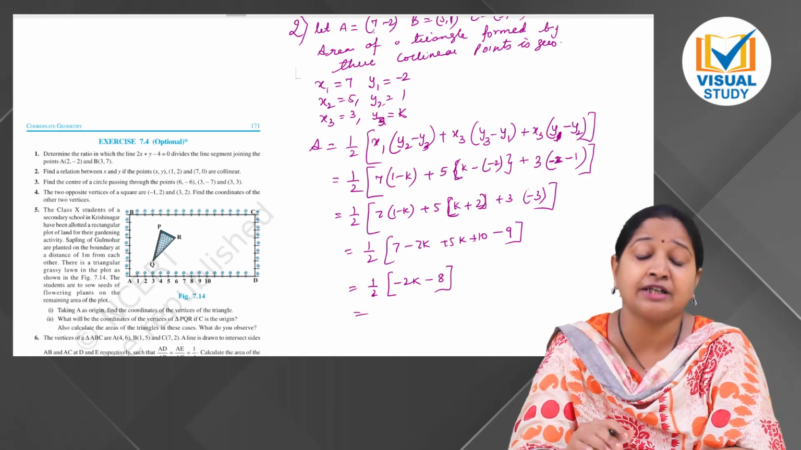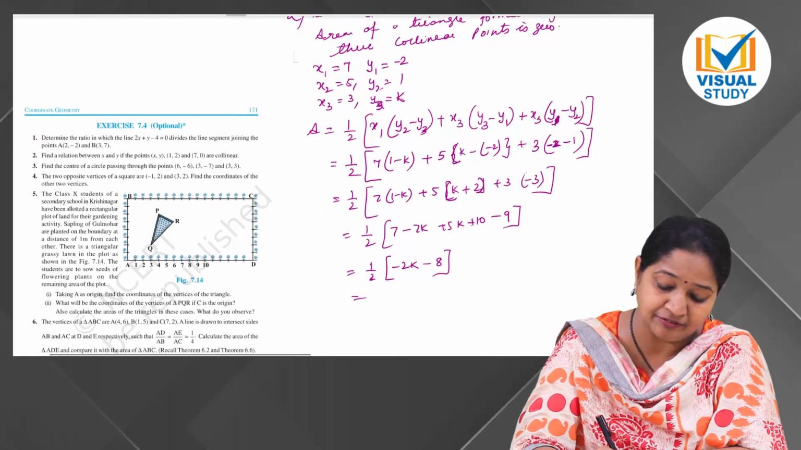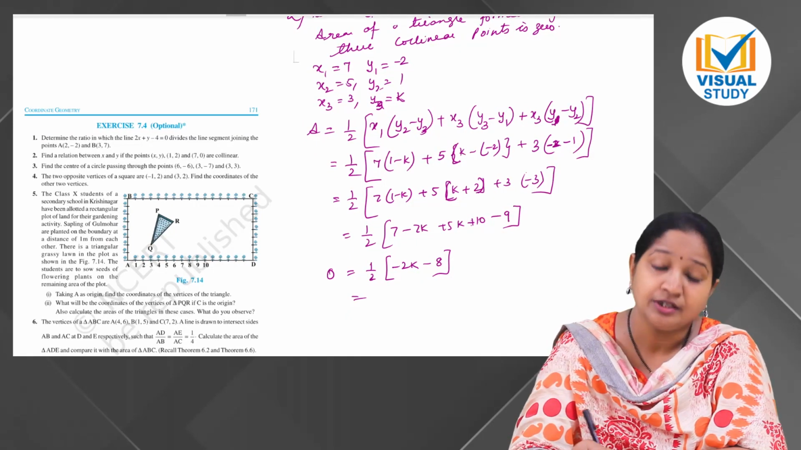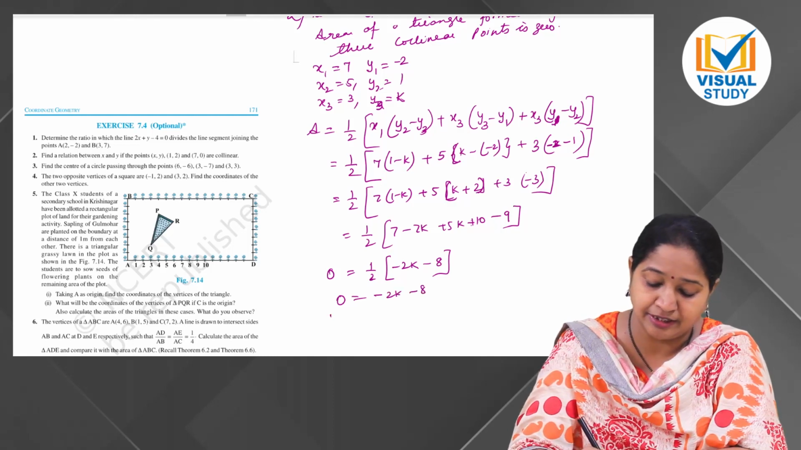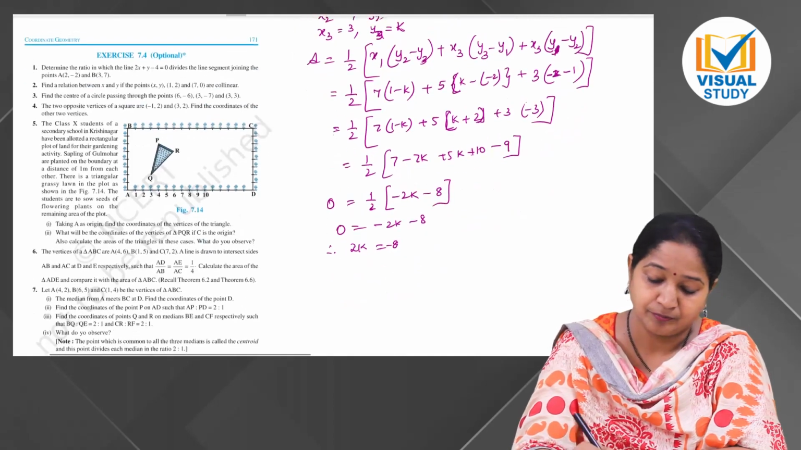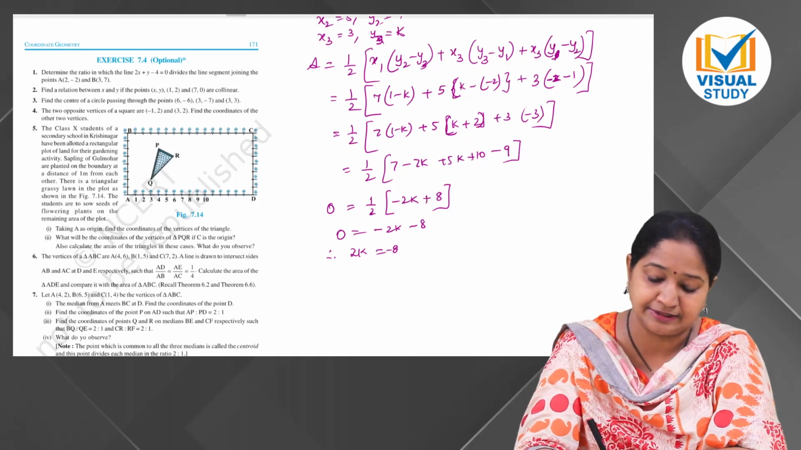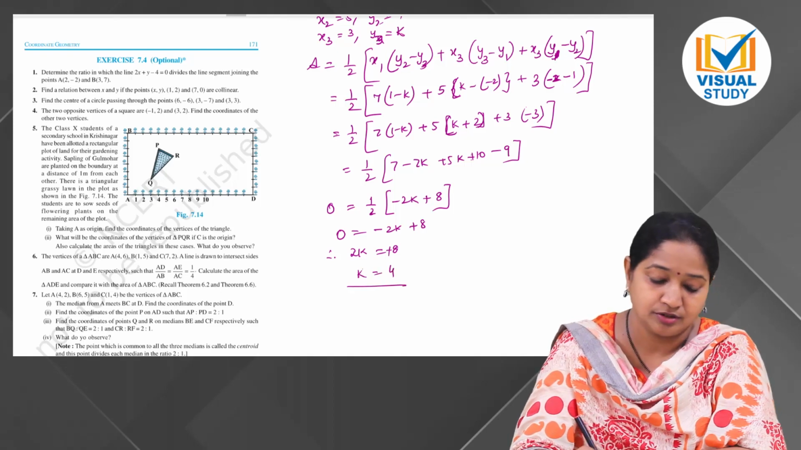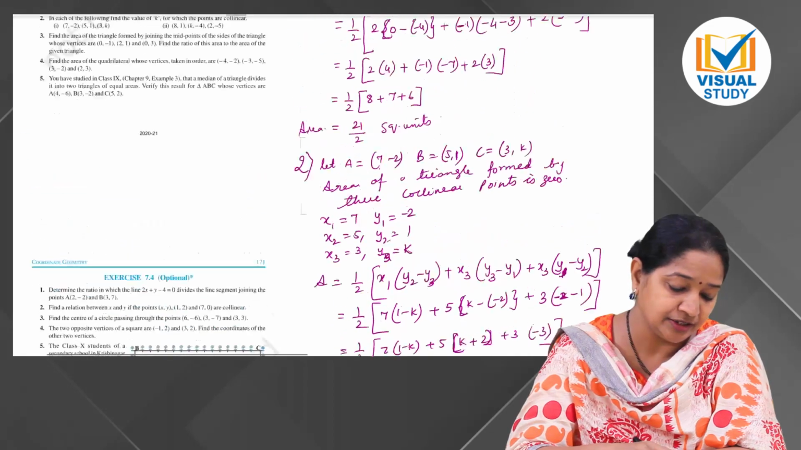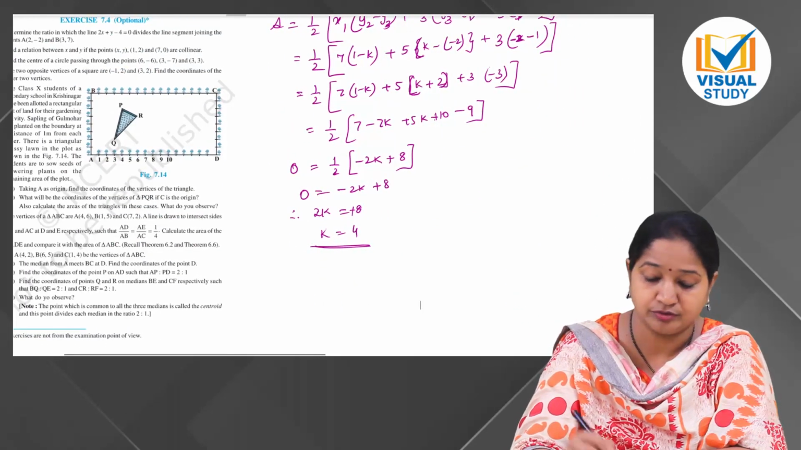Now when the area of a triangle formed by three collinear points is 0, that means here the area will be 0. 2 into 0 is 0. I'll cross multiply that 2 and I get minus 2k minus 8, and therefore 2k is equal to minus 8. So this 2k, then k is equal to minus 4. What they have said, no unit. So k is equal to minus 4.